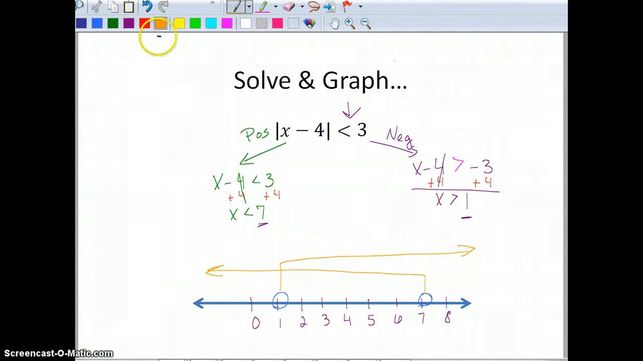So now I know that the solution for this inequality shades in the middle. What kind of statement do I have? I have an and statement. So x is less than 7 and x is greater than 1.